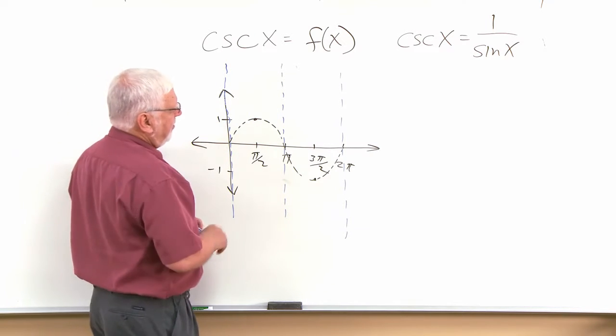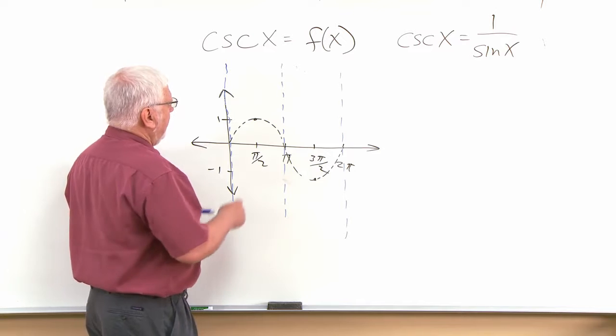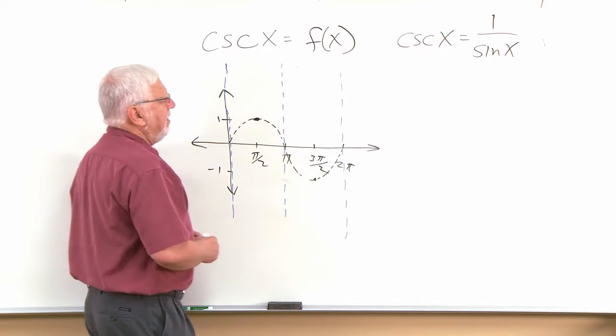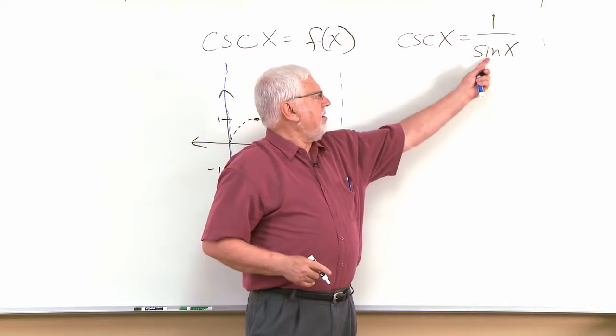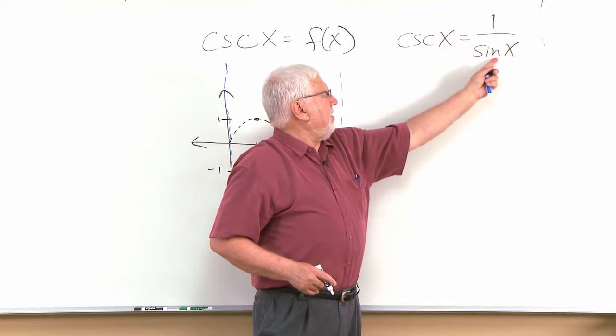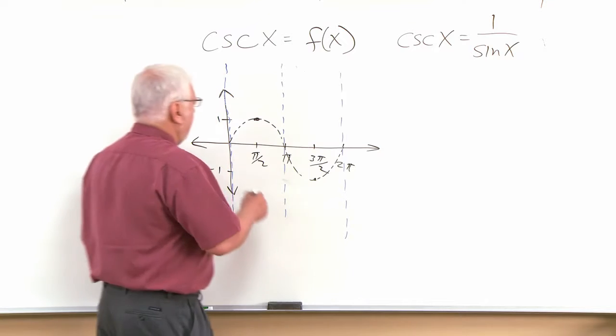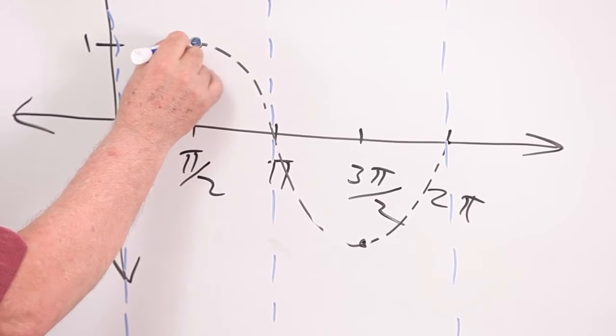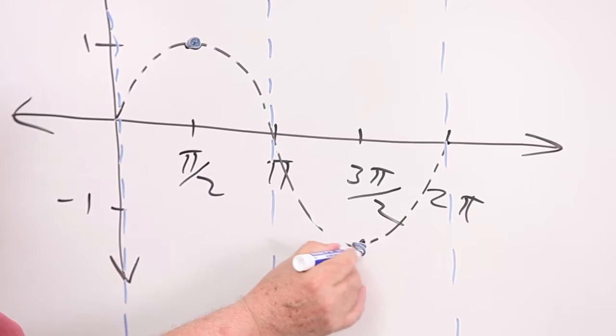Now where is the other one we could get a fix on? Well, what about this value? What is the value of the sine here? It's 1. So if you put a 1 there, what happens? 1 over 1 is equal to 1. So that means the cosecant has to have a value of 1 there, and likewise negative 1 there.